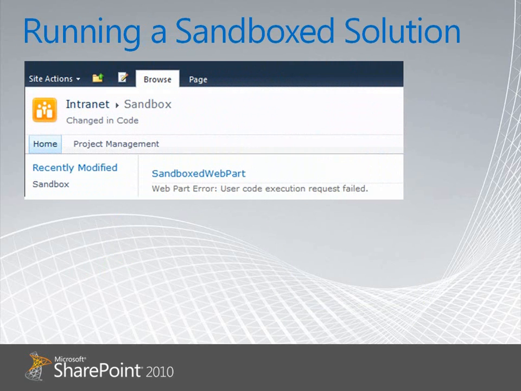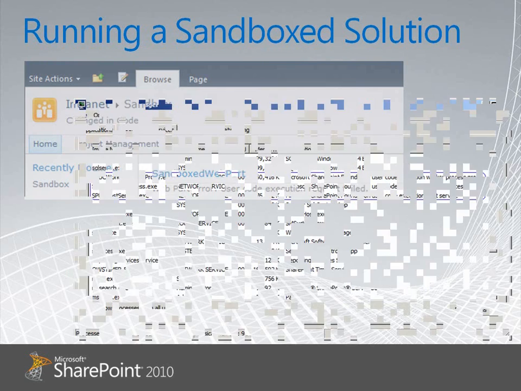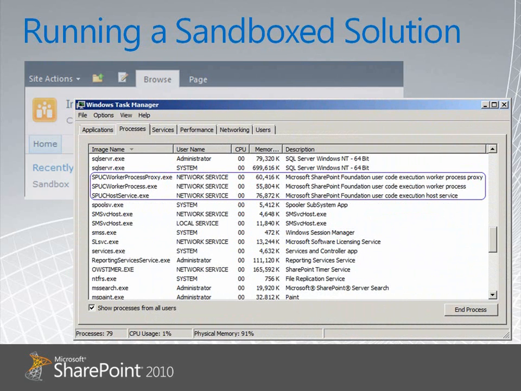Now, if you build a web part that attempts an operation that is not allowed by the sandbox solution, you will get a web part error. Actually, when you look in Windows Task Manager on the server, you can see the worker processes and the host services. There are 3 processes that need to be running for the sandbox solution to operate correctly, so we will see more about developing sandbox solutions in the remainder of this module.